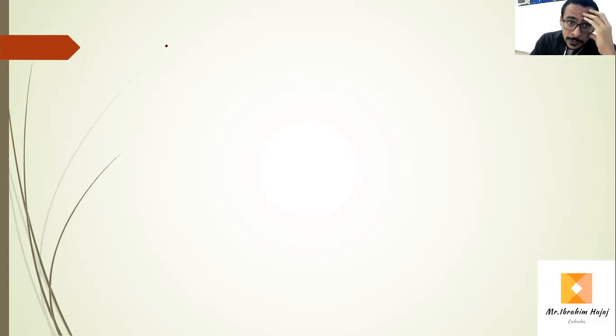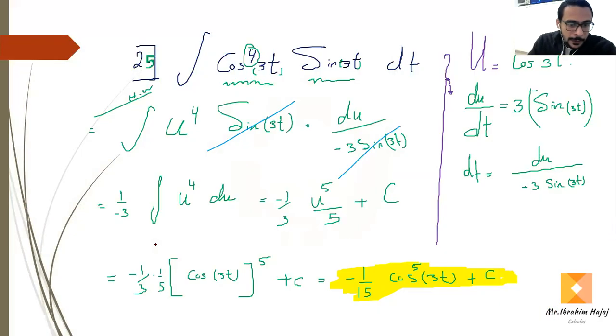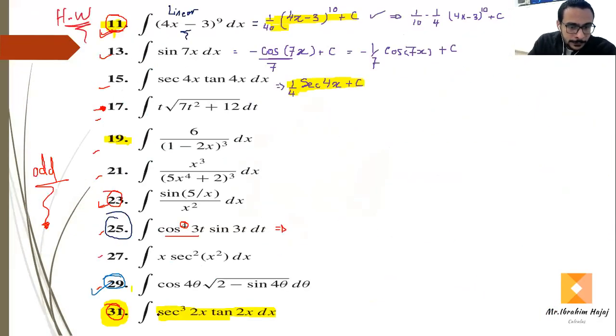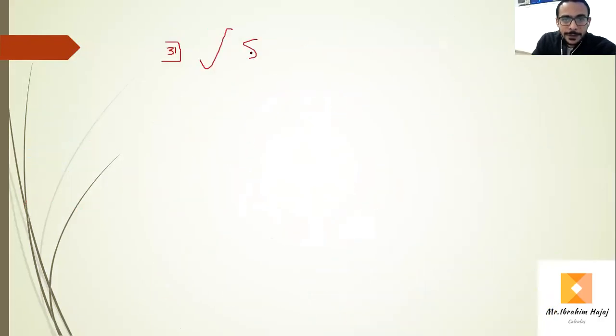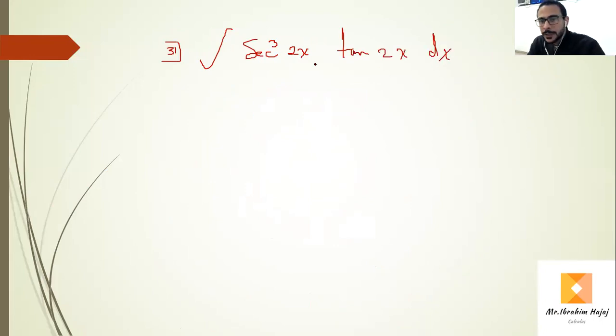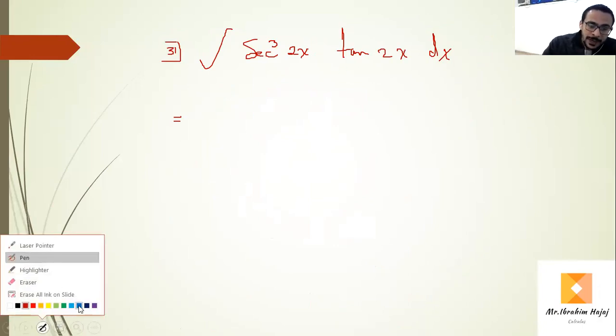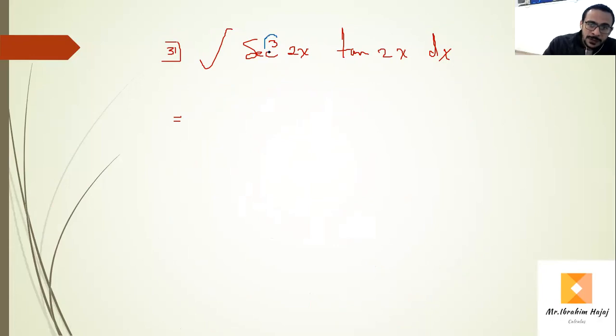Nidal, try to solve question 31, which is the integral of sec cubed 2x tan 2x. If it's only sec 2x tan 2x, your answer is sec 2x plus c. But it's the integral of sec cubed 2x tan 2x, so we have a power of 3 here. This is the problem, so you have to use u substitution.